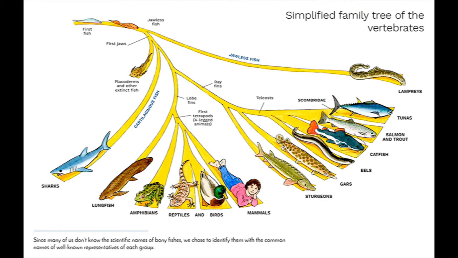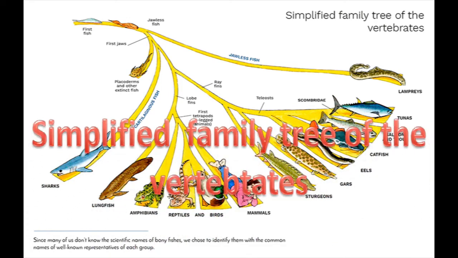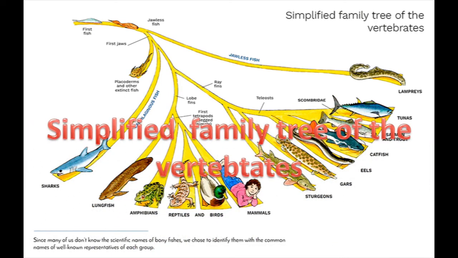This is the simplified family tree of the vertebrates. All vertebrates evolved or gradually developed from fish. Several varieties of fishes, sharks, amphibians, reptiles, birds, mammals, and other organisms which are present in the modern world gradually evolved from aquatic animals.